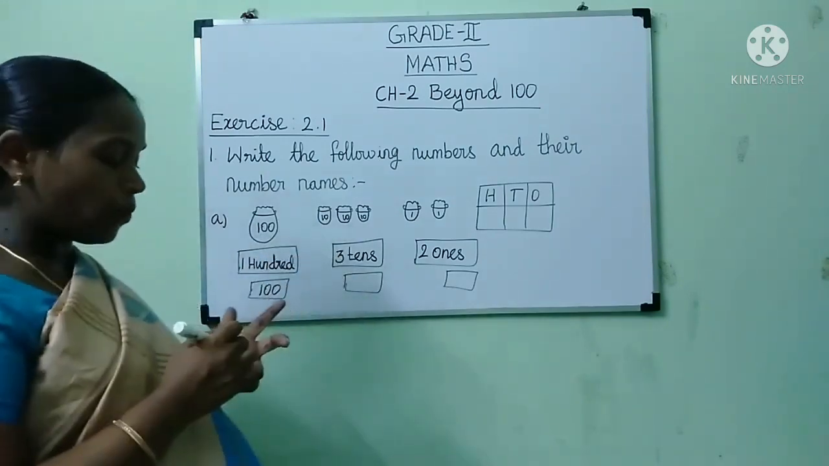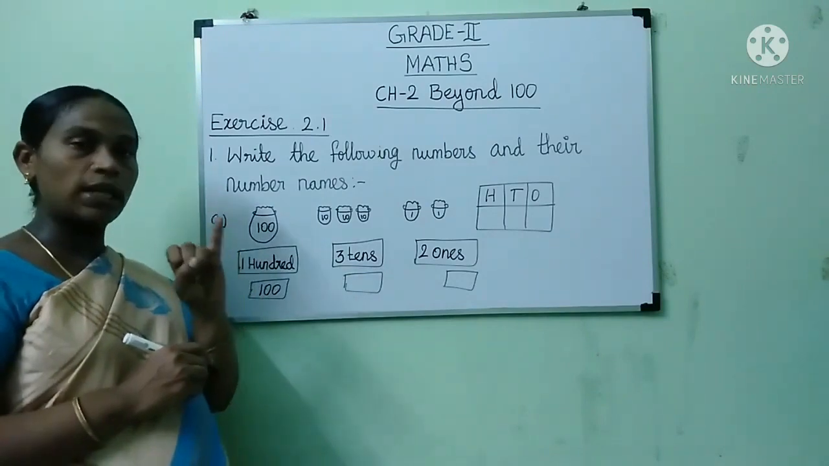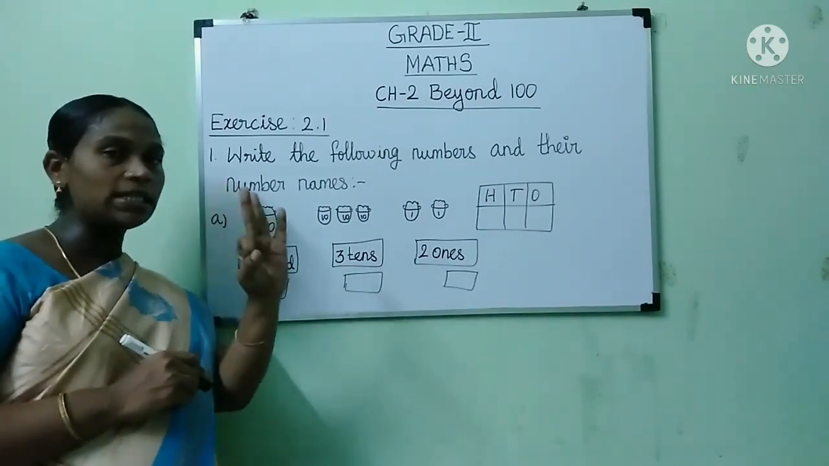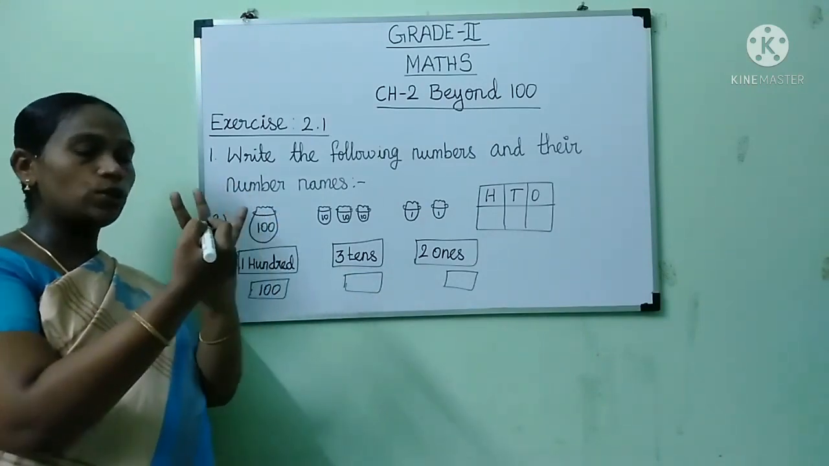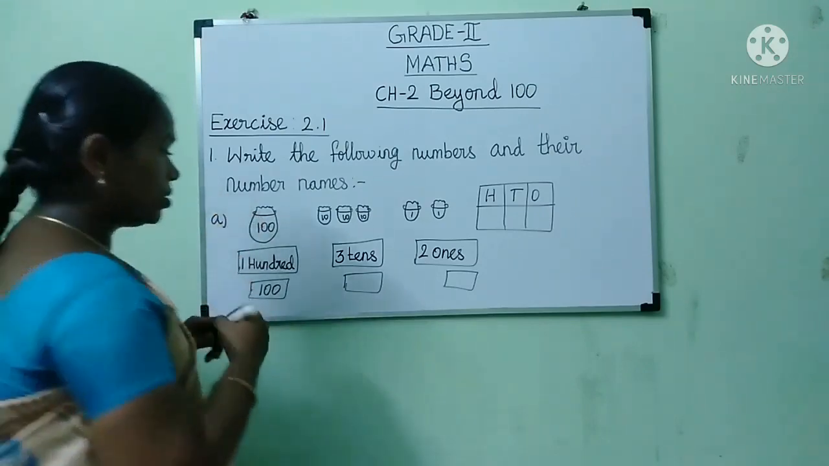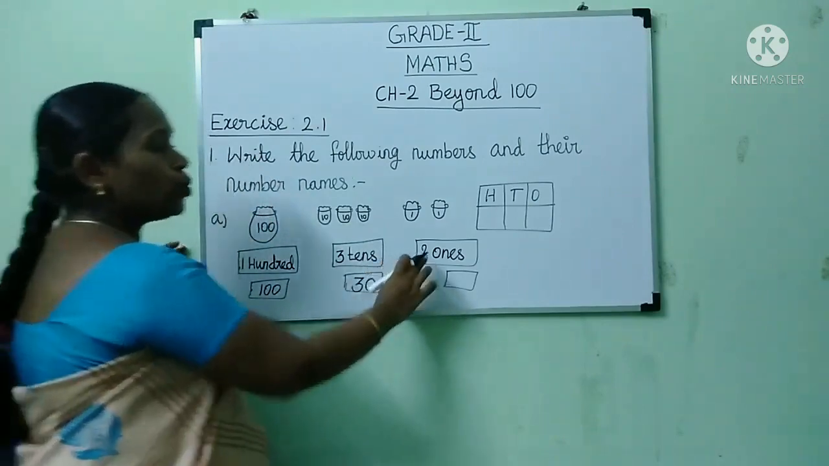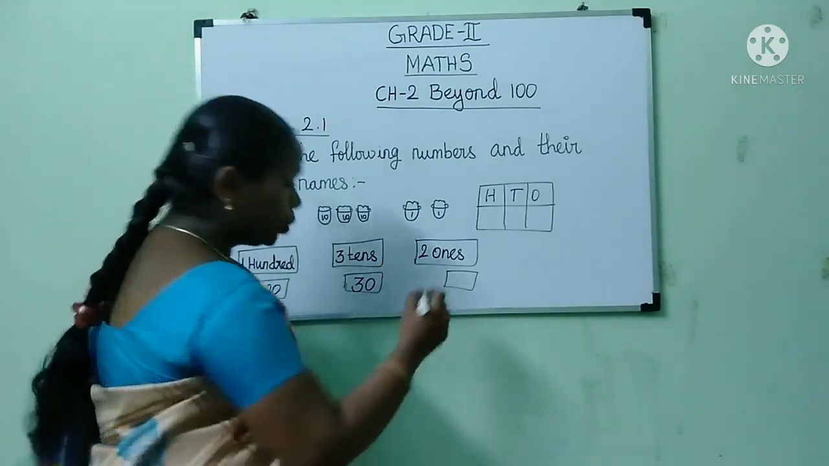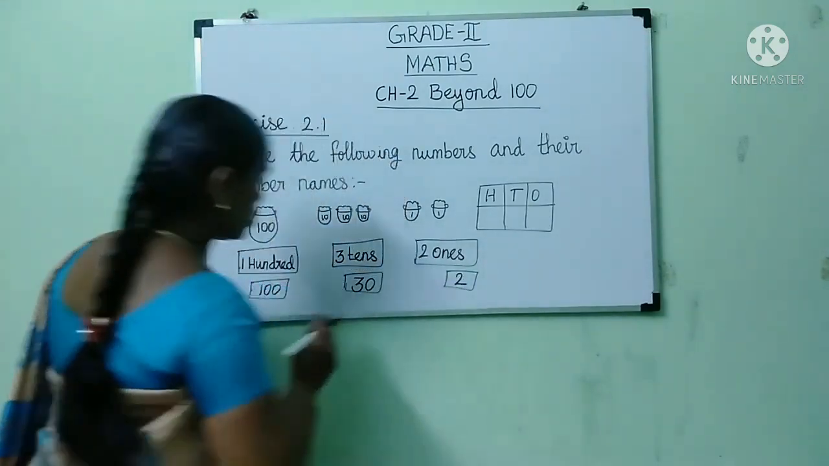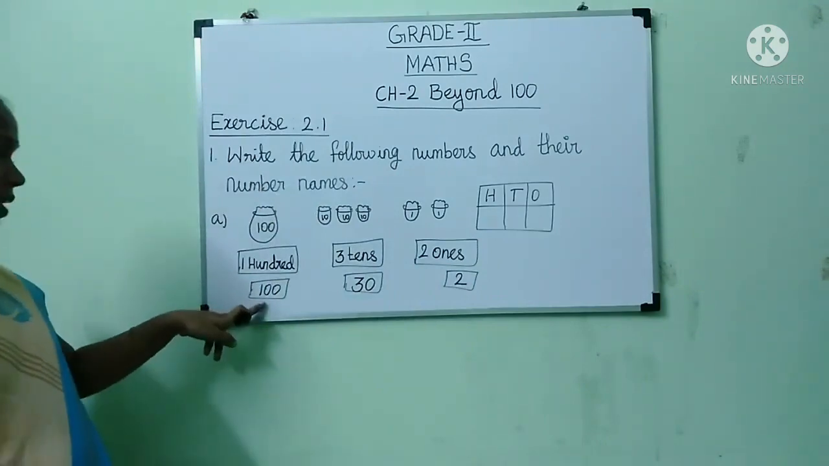The 3 tens means: 1 ten means 10, 2 tens means 20, 3 tens means 30. So write 30 here. Okay, 2 ones means 2, so write 2 in this box. Are you clear, children?